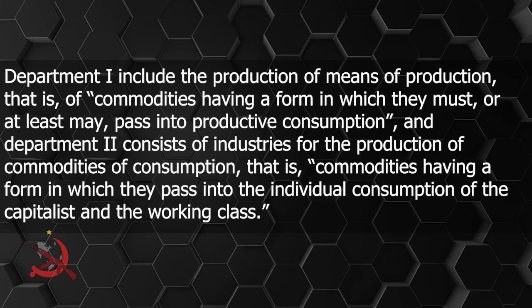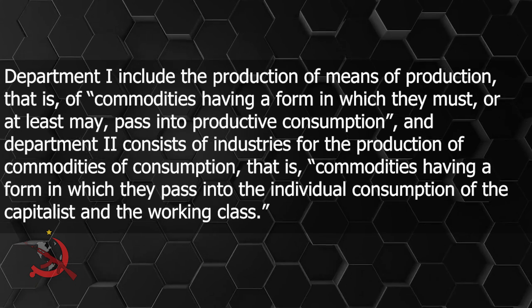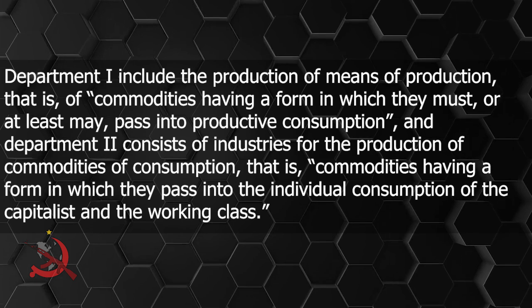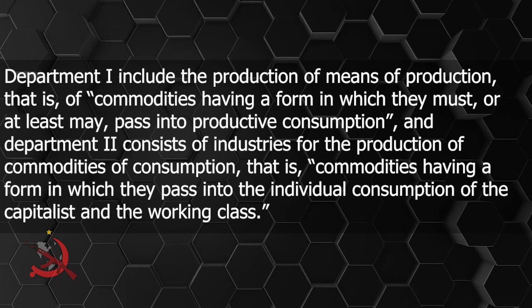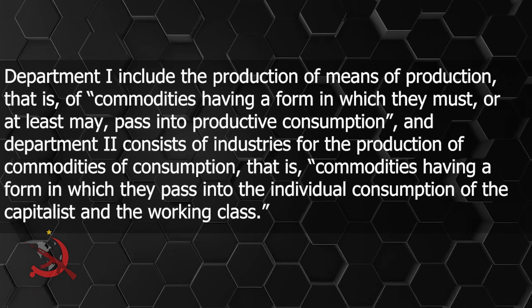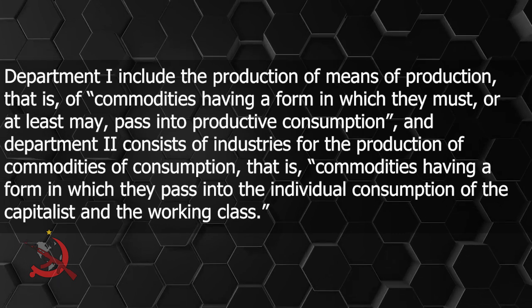In Marxist terminology, we'd see the Tsarist era like this. Department 1 included the production of means of production, that is, of commodities having a form in which they must, or at least may, pass into productive consumption. And Department 2 consists of industries for the production of commodities of consumption, that is, commodities having a form in which they pass into the individual consumption of the capitalists and the working class.